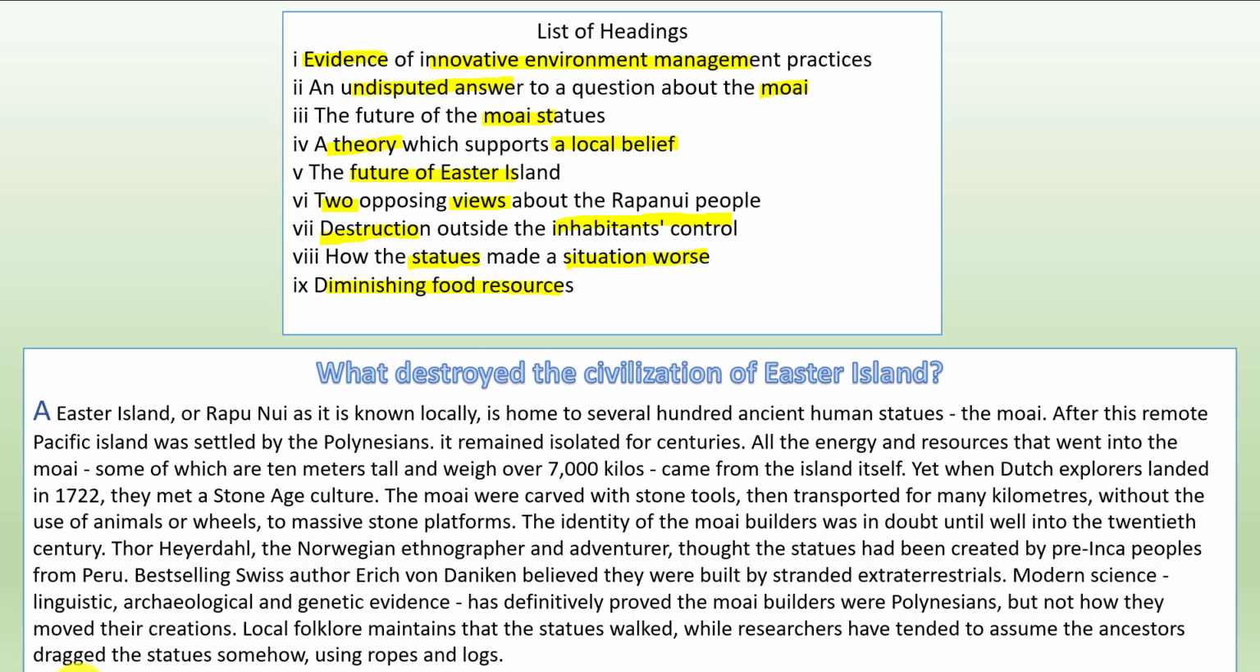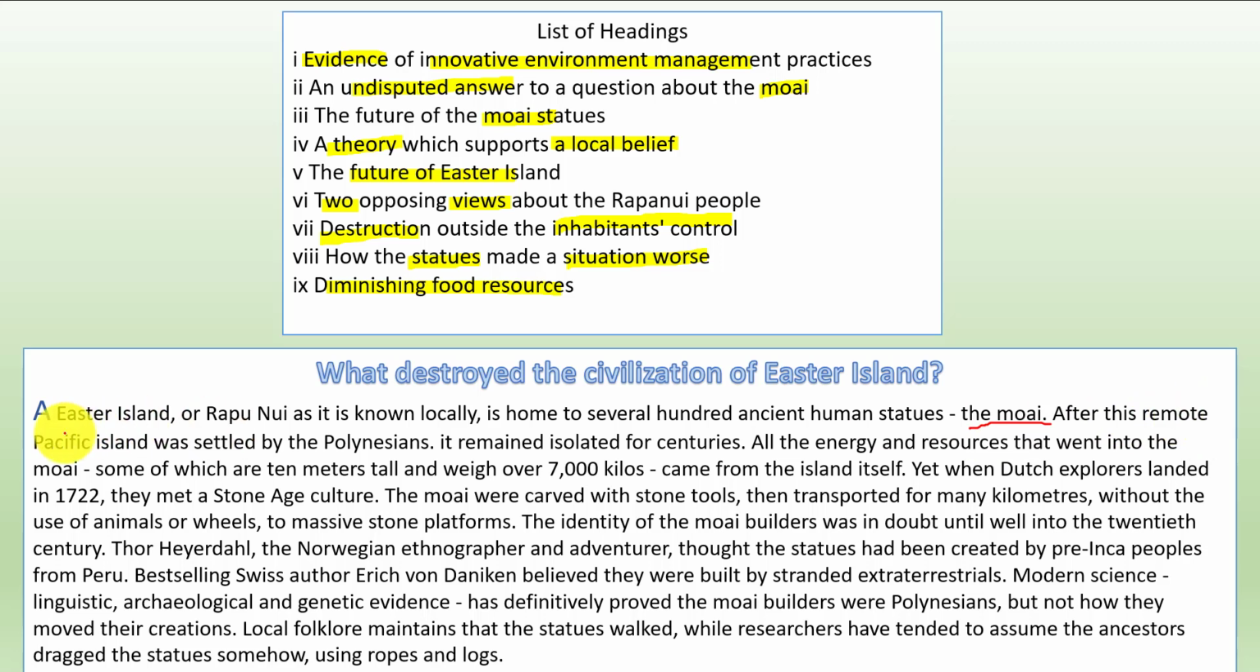Now, let me turn on my pen and start reading this paragraph. Again, in the real test and while you're practicing at home, you need to just read by your eyes, okay? But because it is a tutorial session, I'm gonna read it aloud and give you explanations. Easter Island, or Rapa Nui, as it is known locally, is home to several hundred ancient human statues. The Moai. Okay, the Moai is statues, the name of some statues, okay?